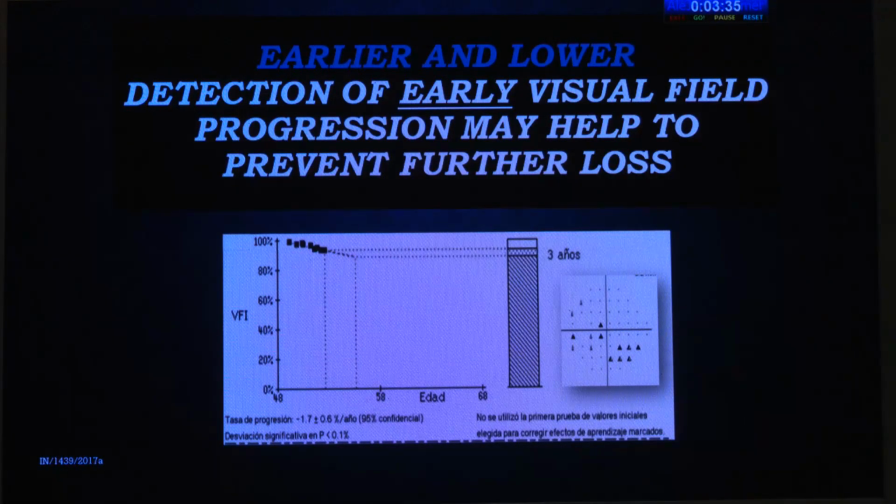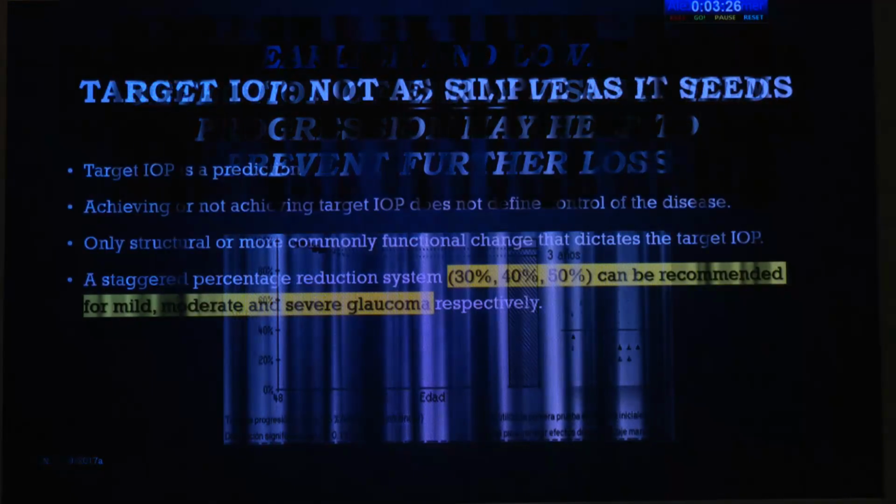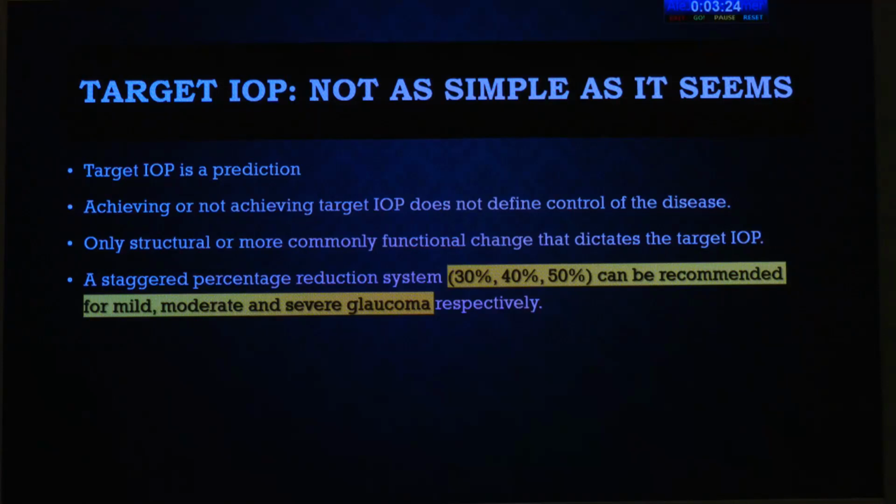So earlier and lower, what I mean by this is that detection of early visual field progression may help us prevent further loss. We can step up the treatment. Something very important to keep in mind whenever we are treating patients is the target IOP. A target IOP is just a range where we feel that the progression will not happen. Supposing we encounter a patient who has a pressure in the 30s, let's start with at least a 35% reduction and then go forward.